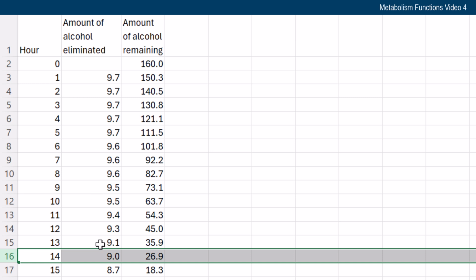So what we're going to do next is explore this idea of how much or what is the max a body can metabolize, and look at the asymptote that shows up with this formula.